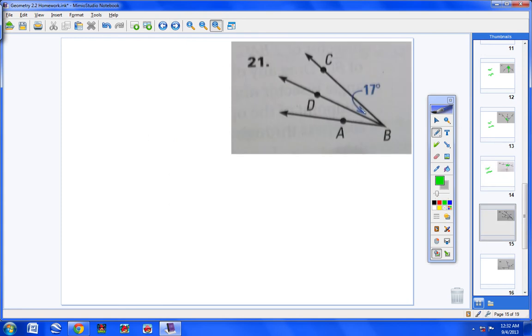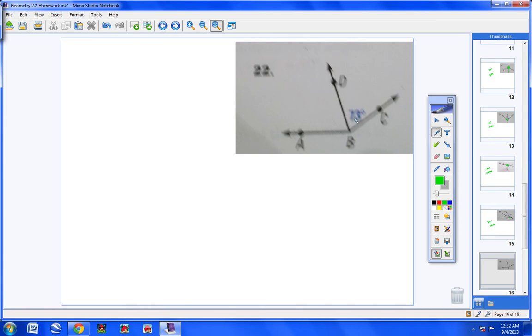Number 21, this little degree here is 17, and we do know from the directions that BD, this ray right here, does cut the big angle right in half. So if that's the case, and this angle here is 17, that means this angle right here is also 17. So the whole angle all the way across would be 17 plus 17, which would be 34 degrees. 34 degrees, of course, is an acute angle. All right, moving on to number 22.